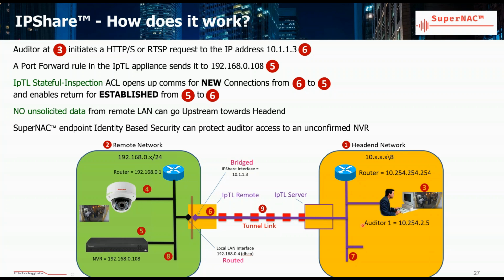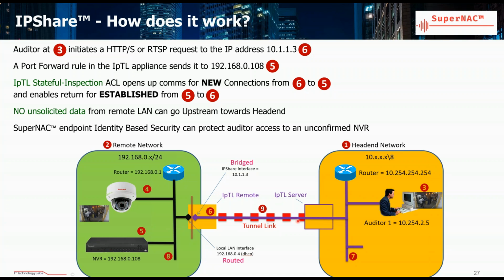We have an auditor over here, number 3. He wants to look at the video camera, number 4. So he opens up his client or application, and the IP share sees an incoming brand new connection saying, I want to talk to the IP camera at 4. It sees that he's an authorized user, so it says, I'm going to open up my firewall and let the traffic go to the camera. And then I'll also simultaneously connect the camera's return traffic to that connection and allow that to traverse the firewall.